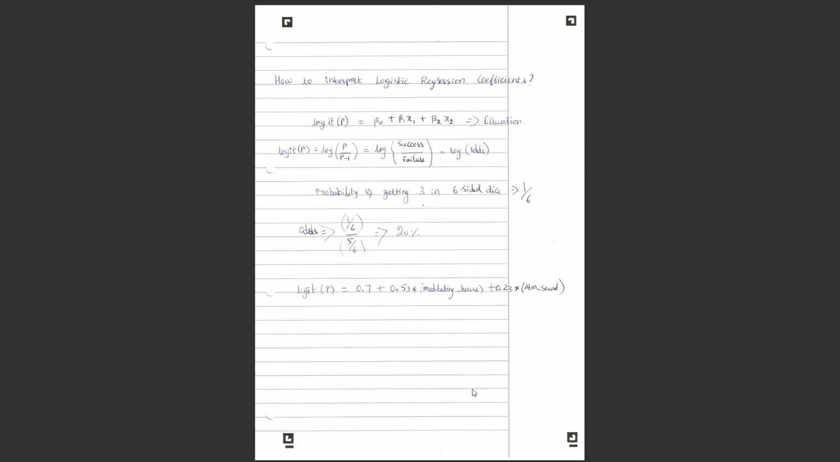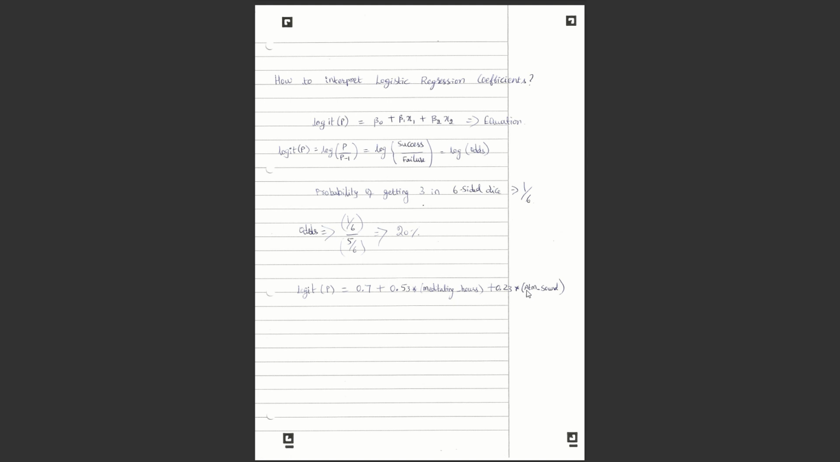Now let's interpret this in this way. Say you would like to go into a still mind, or sleeping mode. It is defined by this sleeping equation. The logit of p, where success is getting sleep, going still, and failure is not being in sleepy mode, is given by this form: 0.53 of meditating hours plus 0.023 of atmospheric sound. So when the meditating hours increase by 1 unit, say 1 hour, then accordingly the logit of p, that is the log of odds, will increase by 0.53.